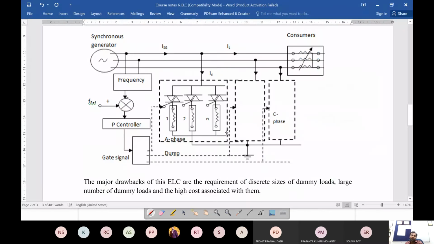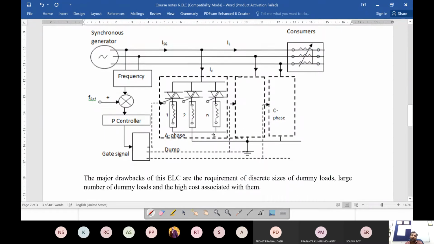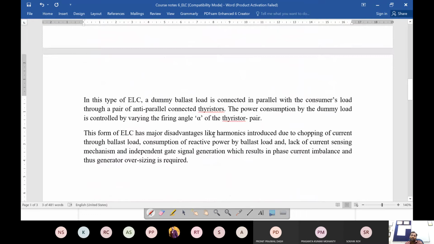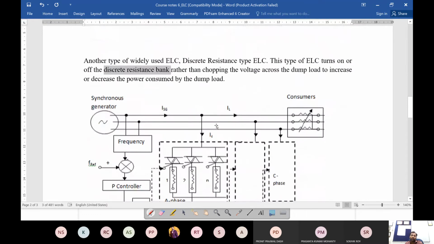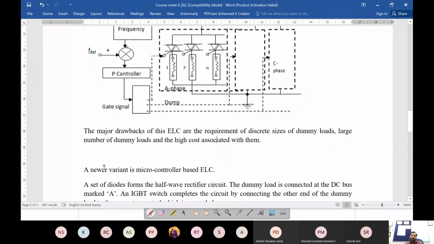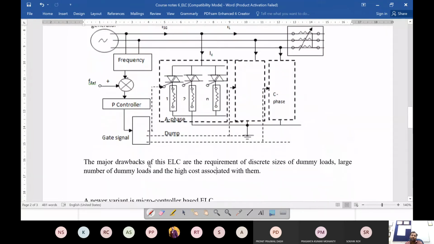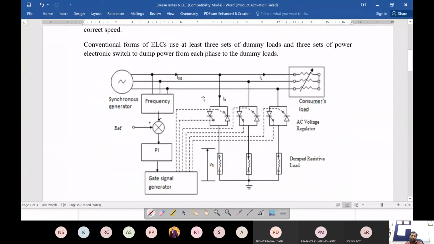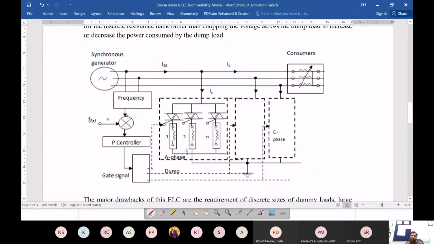So let's move ahead. So this is the second one. And the last one, the third one, it basically tries to improvise upon both of these and their shortcomings. That is not really very popular, but is being proposed in terms of a better mechanism which can be possible. So this is a newer variant, not really popular. Both of these, as you can see, are widely used. This is the discrete resistance type and also the AC voltage controller type.